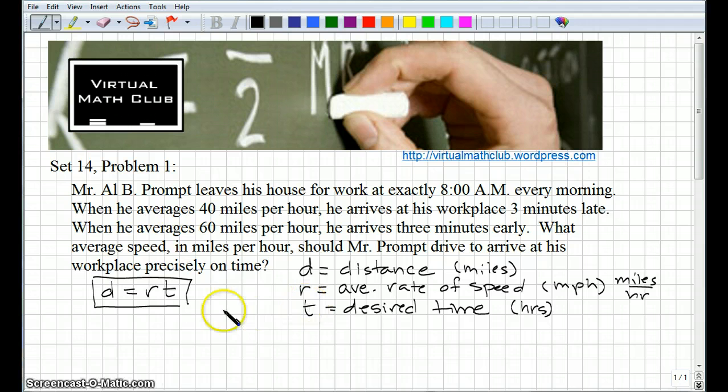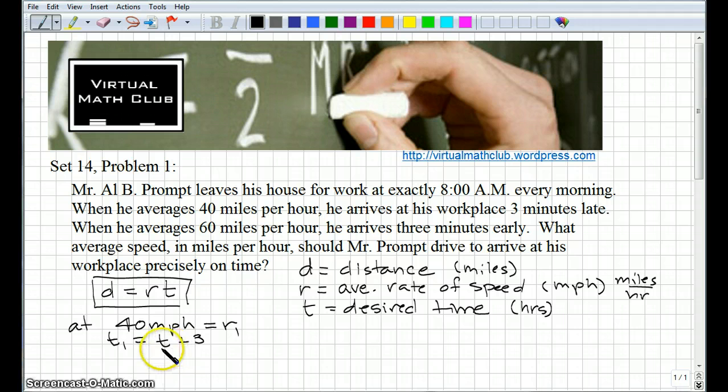Let's work with what we got. We've got some more information here too. The first case is at 40 miles per hour. At 40 miles per hour, he arrives 3 minutes late. So 40 miles per hour is our rate. I'm going to call that R1. And we know that the time that he arrives is the desired time plus 3 minutes.